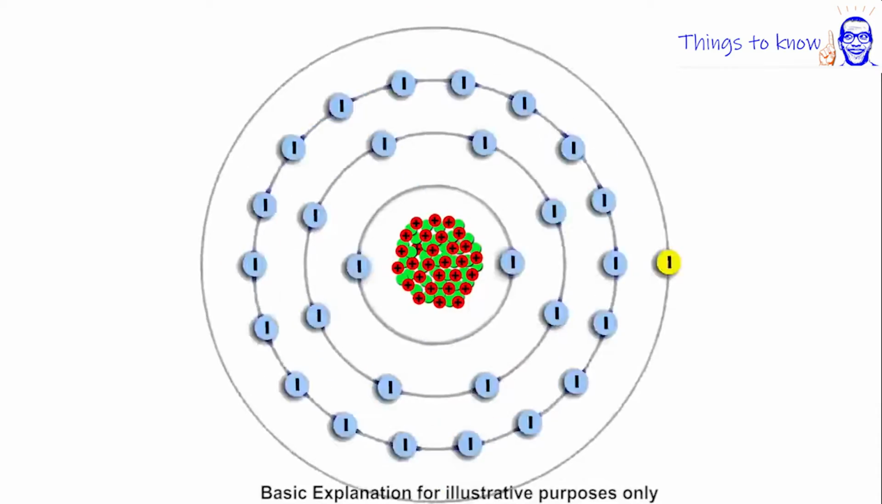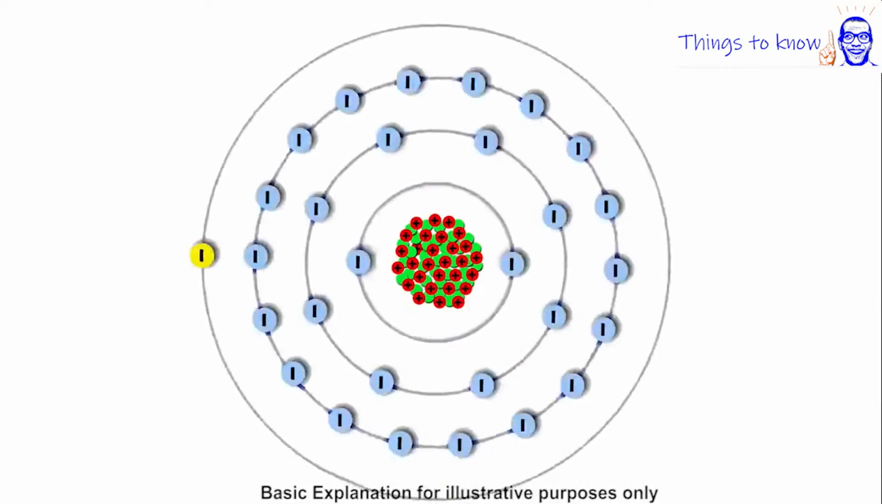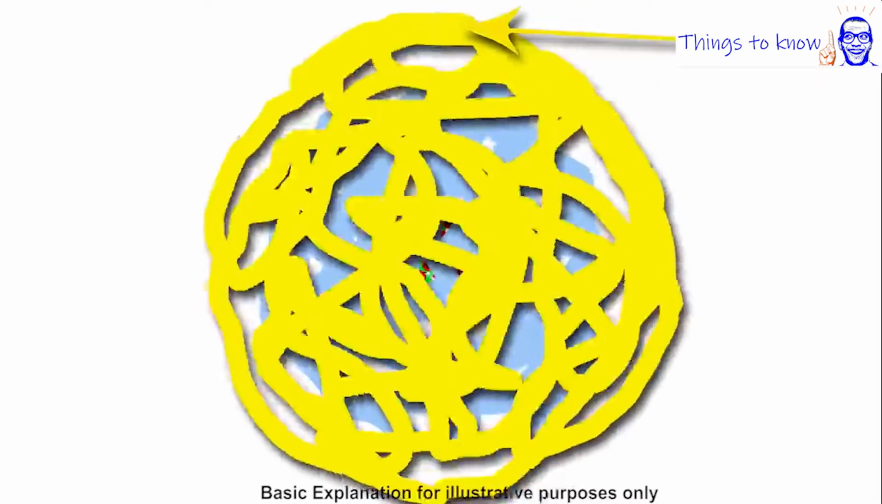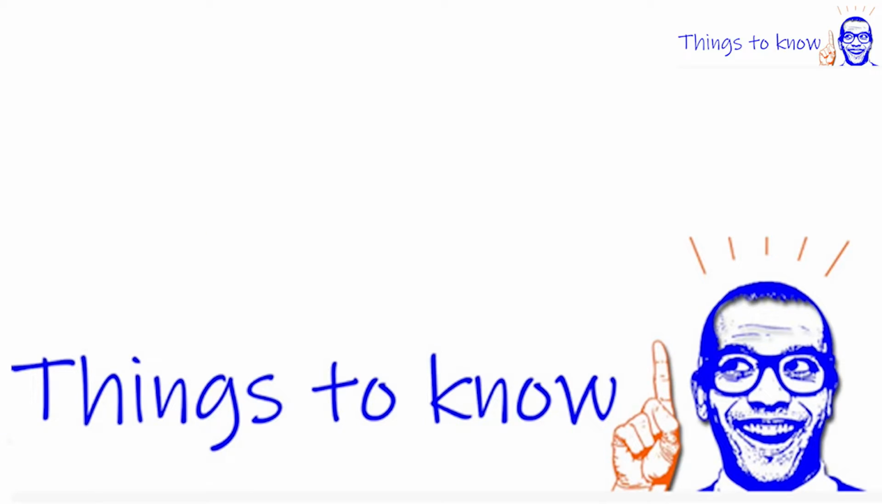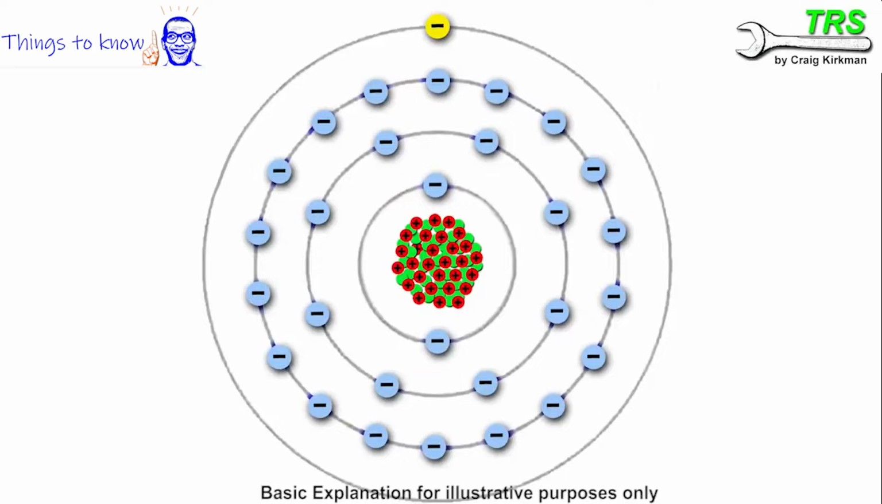The electrons don't orbit the nucleus in this uniform way like this. They actually do so more like this. So what is an atom made of and what's its function?